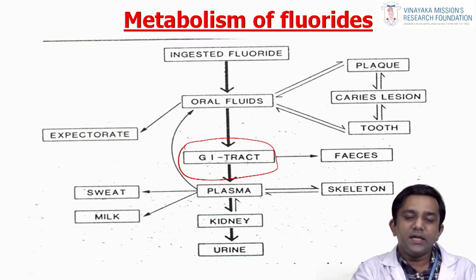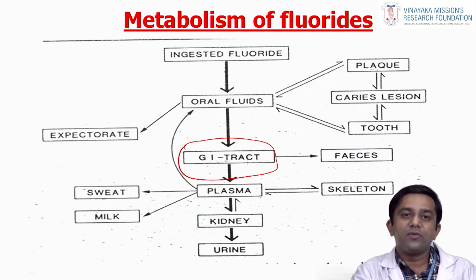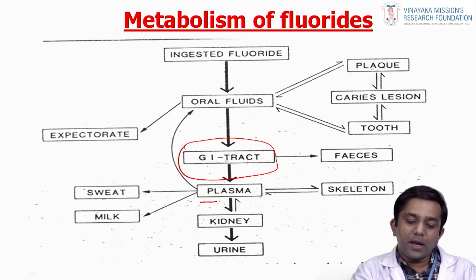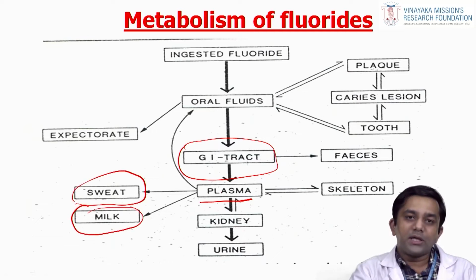So, this GIT is the most important aspect of this absorption. Most of the fluoride that is absorbed in the body gets absorbed mainly from the gastrointestinal tract. From the gastrointestinal tract it gets deposited in the plasma. From the plasma it gets deposited to different parts of the body and also it is excreted. From the plasma it gets excreted through the sweat and also the milk, and then from the plasma it gets deposited in the skeletal muscles.